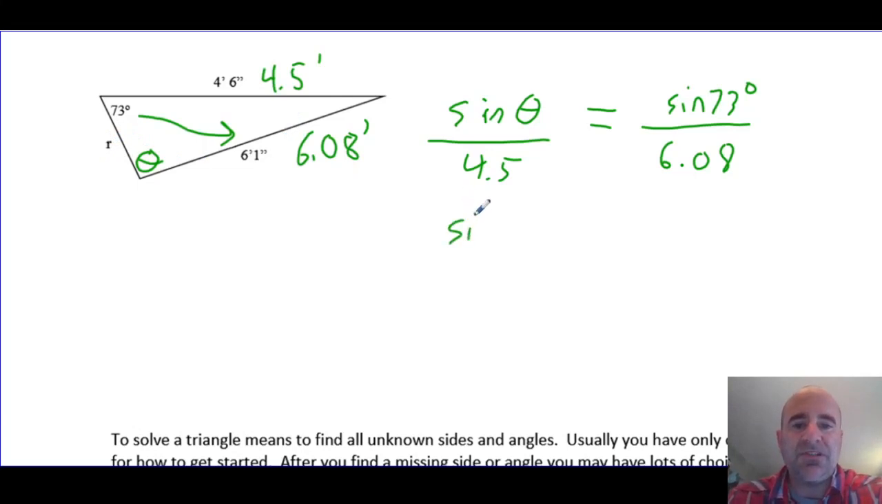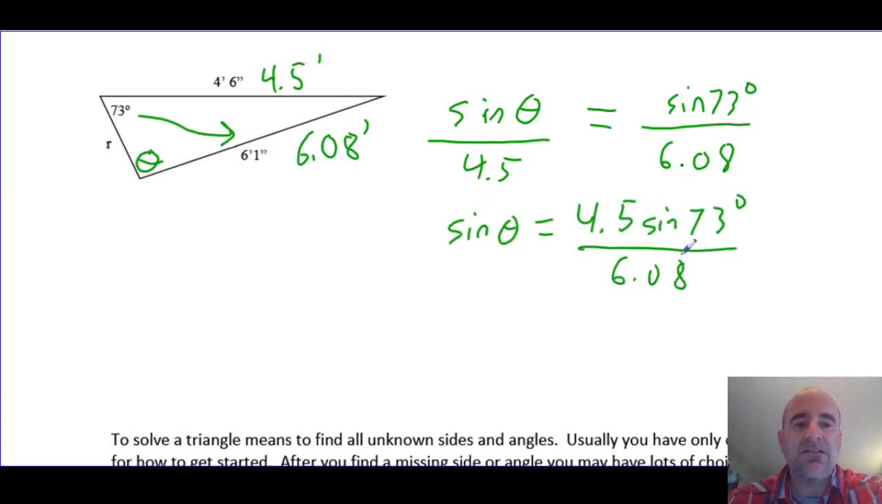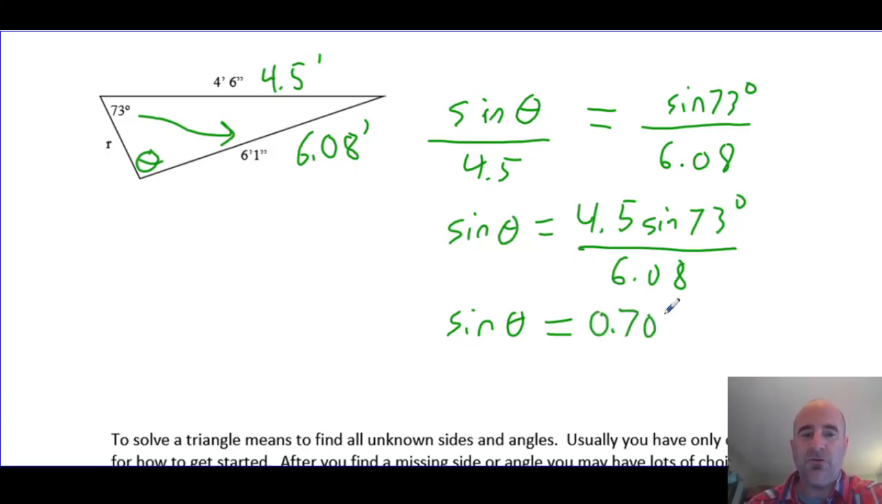Okay, multiply both sides by 4.5. And you get 4.5 times sine 73 divided by 6.08. Okay, now I'm going to figure out what all that is. So that gives me sine theta. Okay, 4.5 times sine 73, and then divide that by 6.08. And I get about 0.708 is about what I get there.